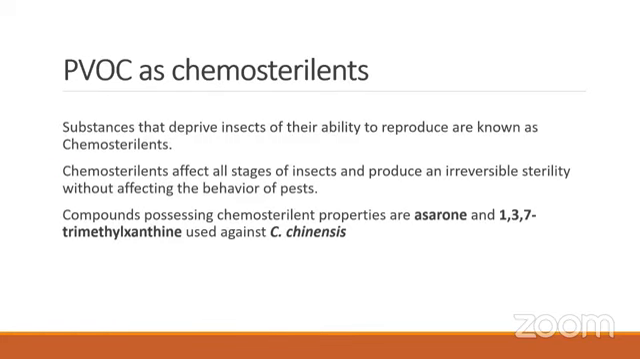This plant volatile even has chemosterilant activity. Okay, what is a chemosterilant? These are those substances that deprive insects of their ability to reproduce. So what do chemosterilants do? They just snatch away the ability of insects to reproduce, and in most cases this sterility is irreversible, means this cannot be reversed. Once an insect becomes sterile, it cannot be re-induced, or it cannot go back to its original state. Certain compounds like 1,3,7-trimethylxanthine used against Callosobruchus chinensis have shown promising results because of causing this sterility in this insect.